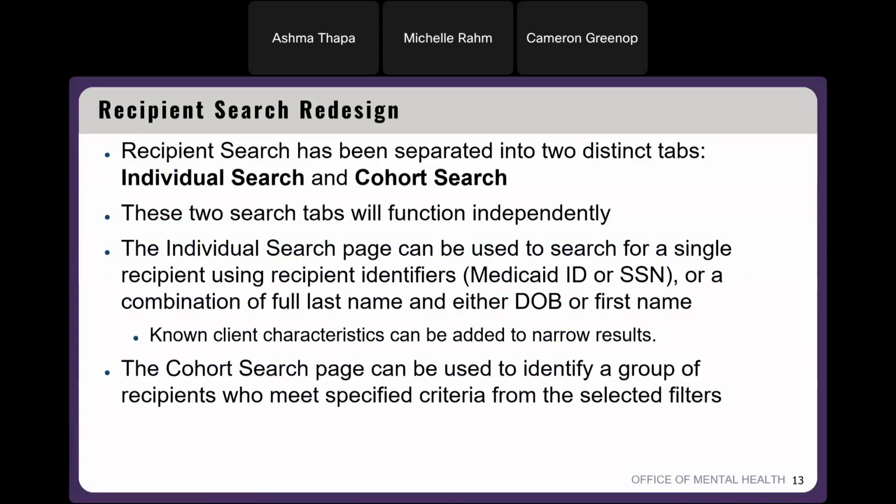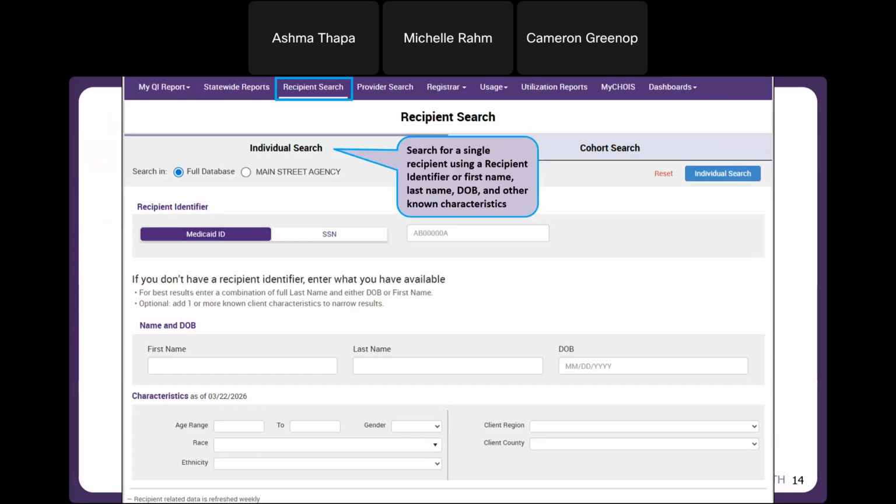Now, the individual search will work just like before, where you can search for a single recipient using one of their specific recipient identifiers like Medicaid ID or Social Security number, or you can search using their full last name and either their date of birth or their first name. We also have client characteristic filters on this page as well to help narrow results, especially if you're searching for someone by name, since there's over 13 million people, you could have more than one result show up. And then the cohort search page is used to identify a group of recipients who meet specified criteria from the filters that you've selected. So this is what the recipient search redesign looks like.